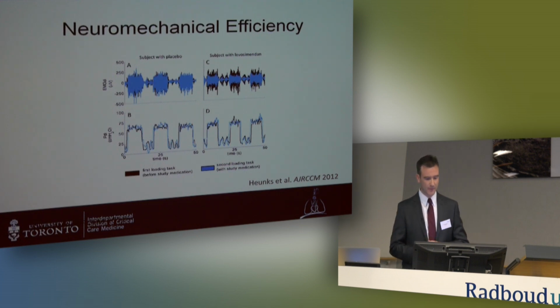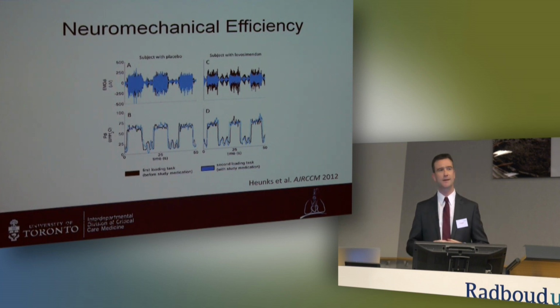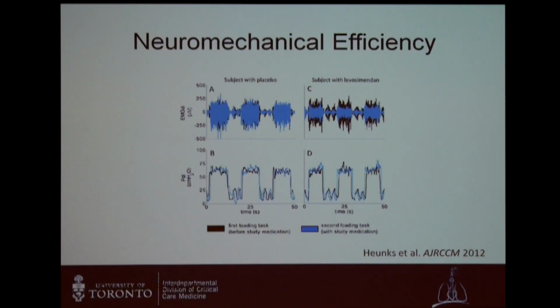A technique that Dr. Leo Hunks has described is the use of neuromechanical efficiency. And the idea with measuring neuromechanical efficiency is that you're measuring the mechanical output of the diaphragm or other respiratory muscles as a function of the electrical input. And in this figure here, you've got patients before and after receiving either placebo or levosimendan. And you've got the EMG signal, which Jennifer already very nicely outlined for us. This is the raw EMG tracing. The black is before the administration of the study drug, and the blue is after the administration of study drug.